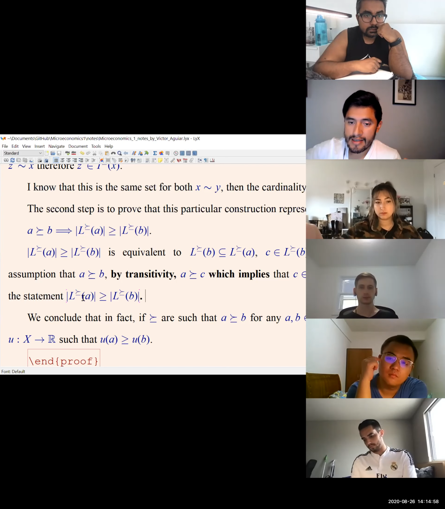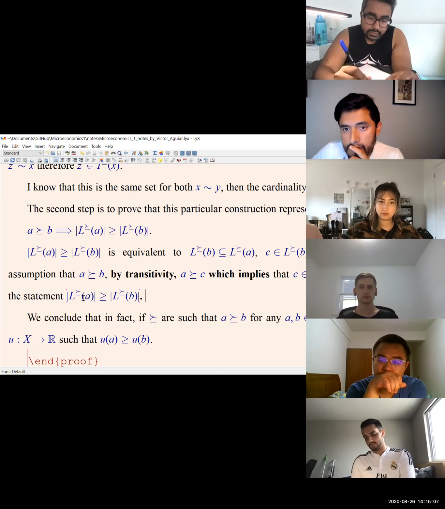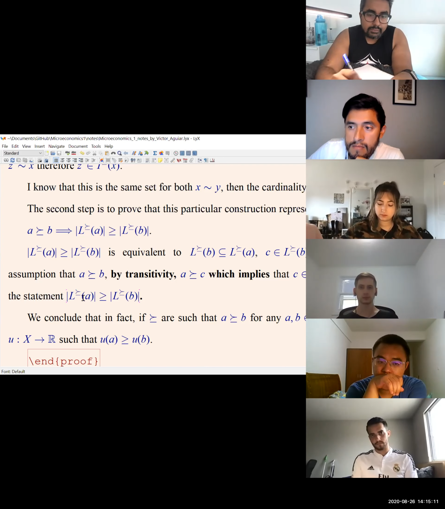By just relaxing any of the two axioms. So right now we drop completeness, okay? So Victor, you're telling us that the same preference relation, which is transitive but not complete, can have many utility representations for the same preference relation, right?